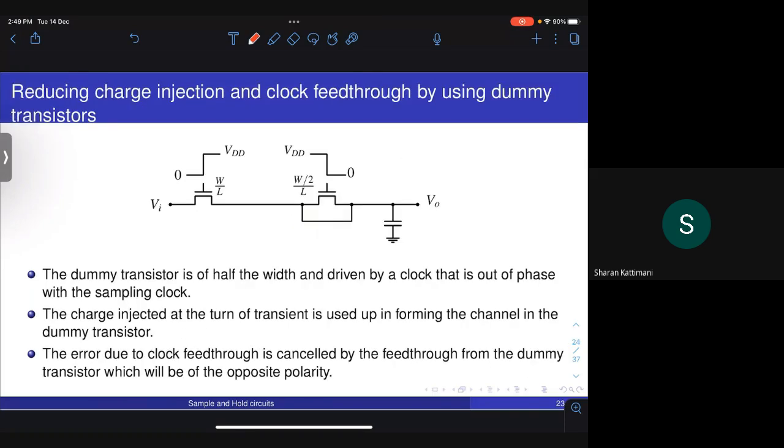Okay, so we need to see other ways of compensating or correcting for the errors produced by all these phenomena of clock feed through and charge injection. So one of the popular ways of compensating charge injection is by using what is known as a dummy transistor.